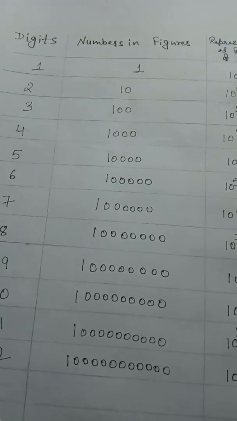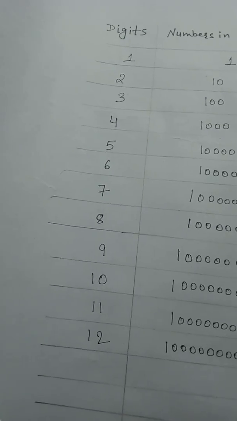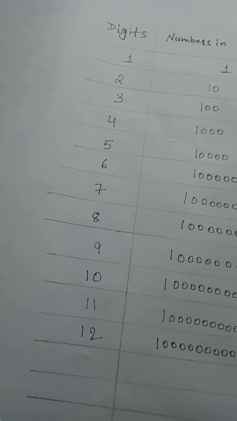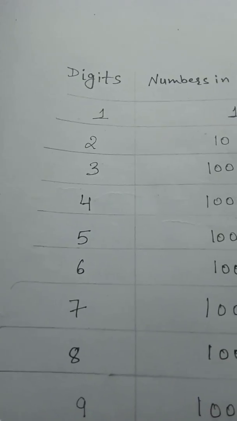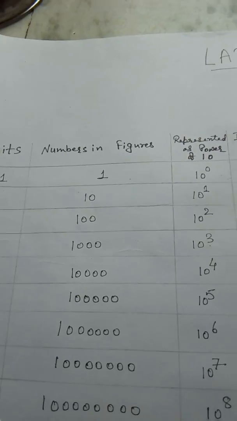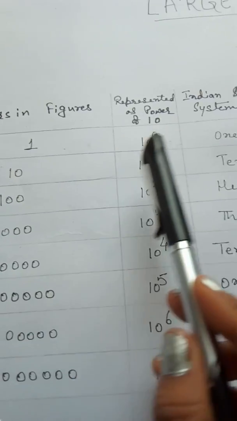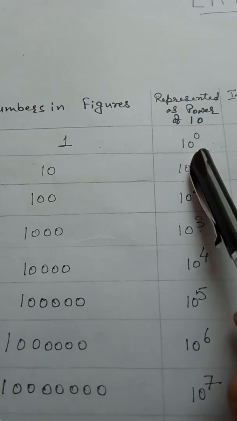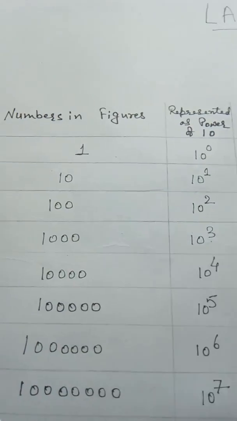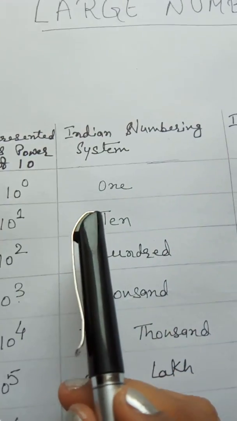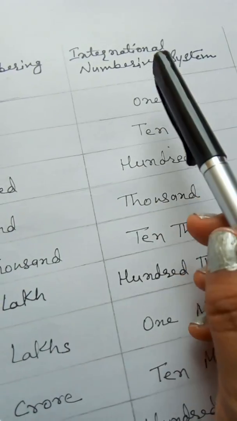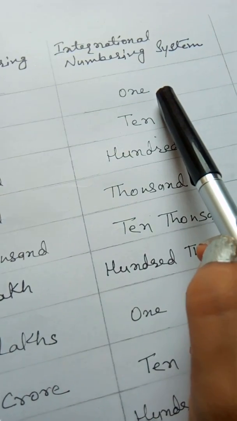We will start with the numeration system by taking the smallest number of each digit length. The smallest one-digit number is 1. We write it in figures like this, and it is represented as 10 to the power 0. 10 to the power 0 means 1. According to the Indian numbering system we write it ONE, and according to the international system also, this is ONE.